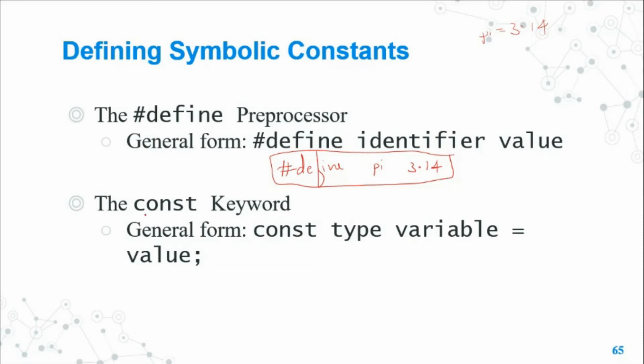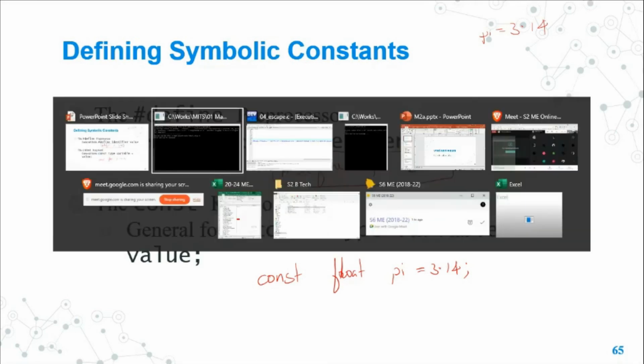Then the second method of defining symbolic constants is const. In this case it is const, then the type, variable, equal to value. So if you have to define pi as 3.14, you have to type const, then the type float, variable pi equal to value 3.14. So this is another way of defining pi as 3.14. Any other name can also be given and any other value can also be given. Let's see an example for this one also, and then we can wind up.